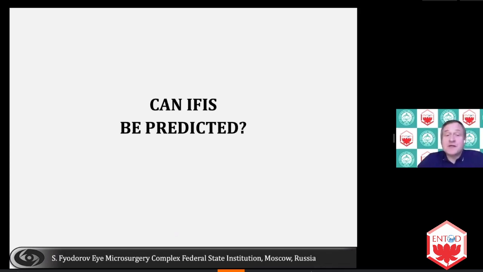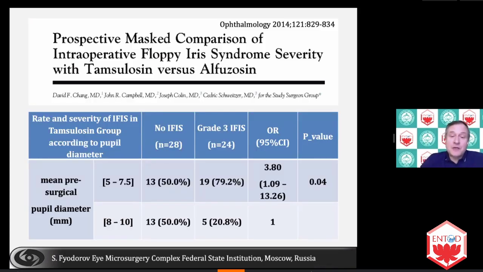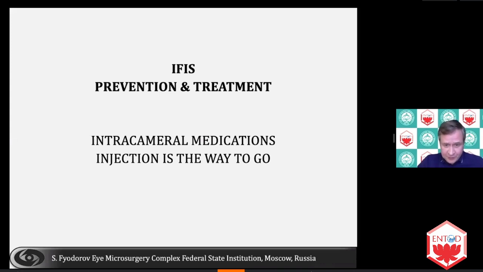Whether we can predict IFIS, this is another important question. And as shown here in this group of patients, the patients that are having initially a smaller pupil, not dilated preoperatively, have a much higher incidence of grade 3 intraoperative floppy iris syndrome, which was almost fourfold higher than in the other group that were having well dilated pupils. So that means that by judging the pupil preoperatively, we can actually anticipate whether or not the patient from the risk group will have intraoperative floppy iris syndrome.